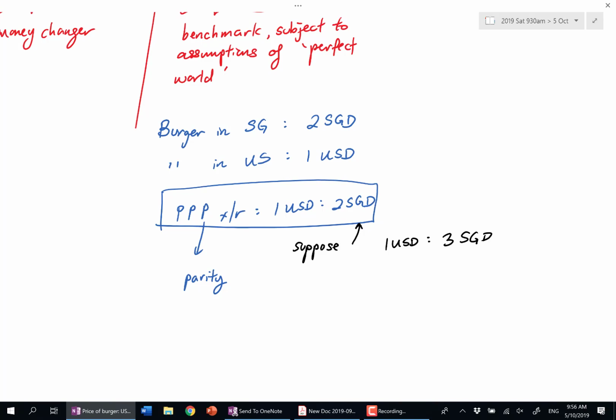Correct? But your PPP exchange rates cannot be 1:3 because it assumes a perfect world. Perfect world means no transport cost or no operating cost of any sort. That means if it's cheaper to buy a burger in Singapore, every US resident who wants to eat a burger will fly to Singapore to consume it. That's what they are assuming. And when they fly to Singapore to consume, that will push up the burger price in Singapore, and that will lower the burger price in US until they are equal again, until they are on par again.